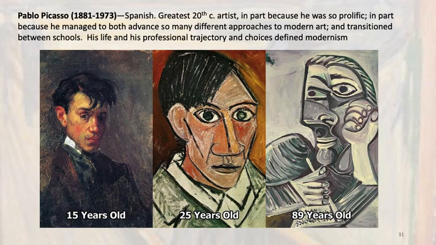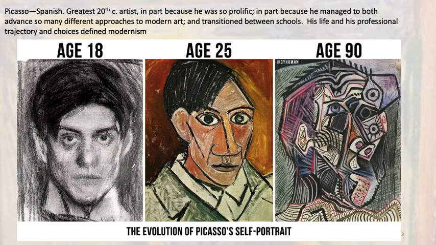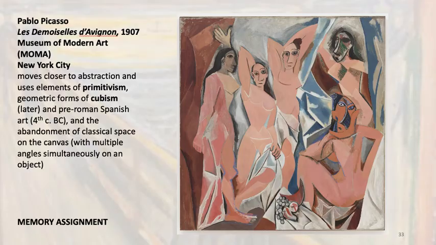As you can see, again, his different self-portraits. Here's one more sense of those. A few different self-portraits, from age 18 to 25 to 90. So Picasso, this is from 1907. These are Les Demoiselles d'Avignon. He's moving closer to abstraction.